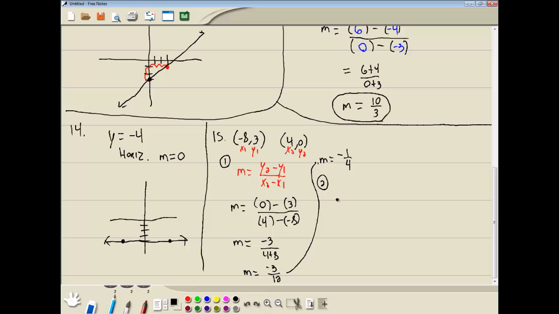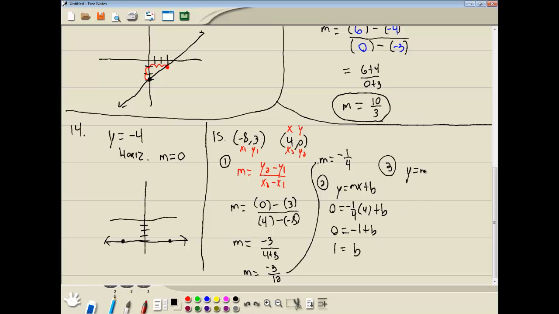Now step 2. These are the 3 steps I gave you in class. Plug in the given point. Now we've got 2 points, and it doesn't matter which one you pick. This one looks a little easier, since it doesn't have a negative and has a 0. So plug in our point: y is 0. Plug in the m we just found, which is -1/4, and the x, which is 4, plus b. Then we want to solve for b. The 4's cancel, so we got 0 is equal to -1 plus b. Take -1 over, and we got b is equal to 1.